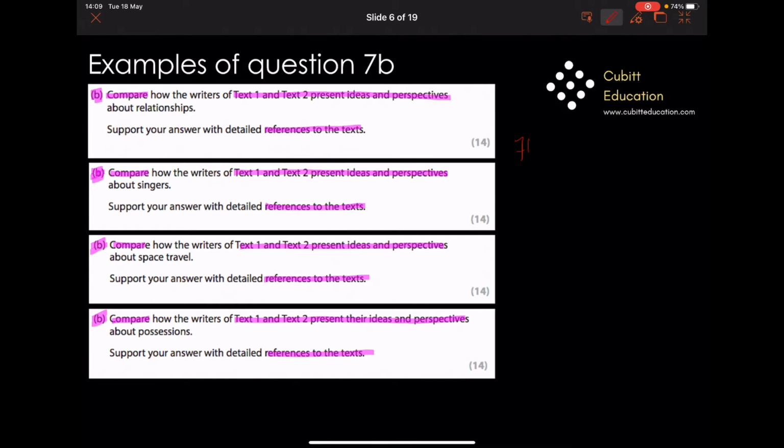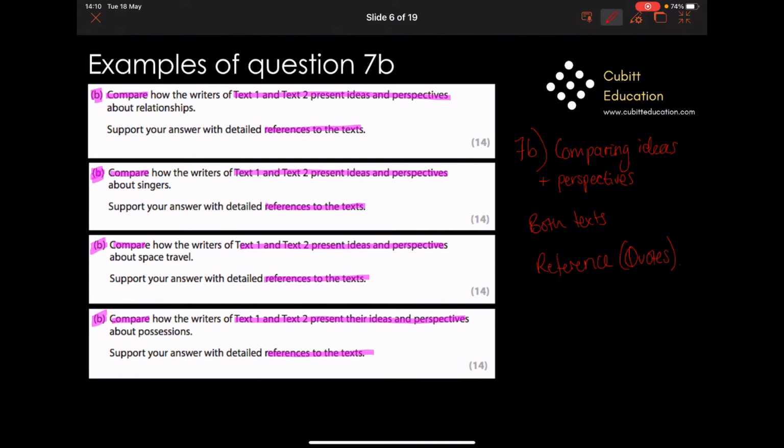So 7b is all about comparing ideas and perspectives. We need to use both texts and we need to reference. We need to use quotes from the text to back up our opinions, back up what we've decided to write about. Okay?